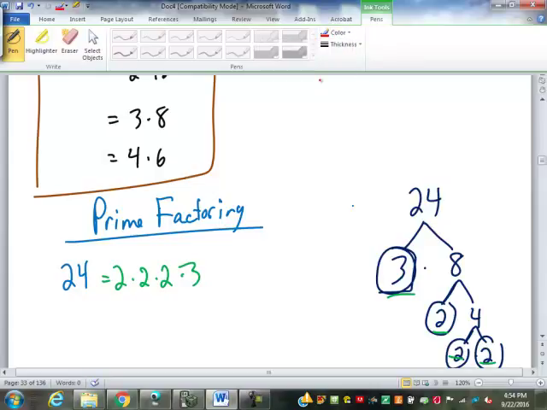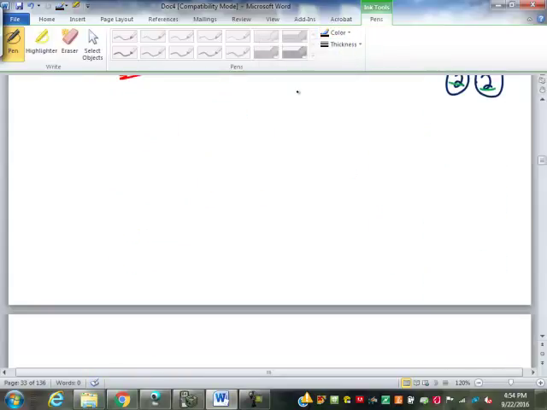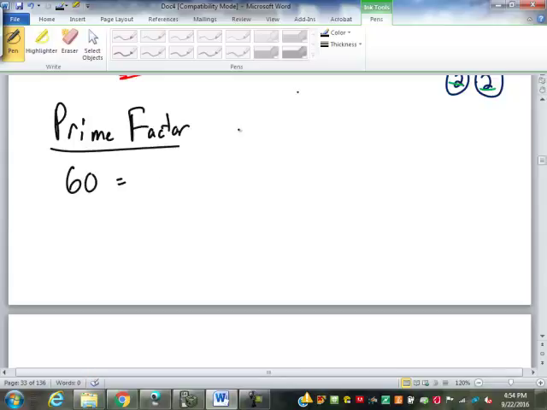You can leave it like that. That's perfectly acceptable. And sometimes it's easier to have it in that form. Or, get rid of this with powers, 2 to the third times 3. Either one of those works. So I'm asking you to prime factor 60 for me. See what you come up with.